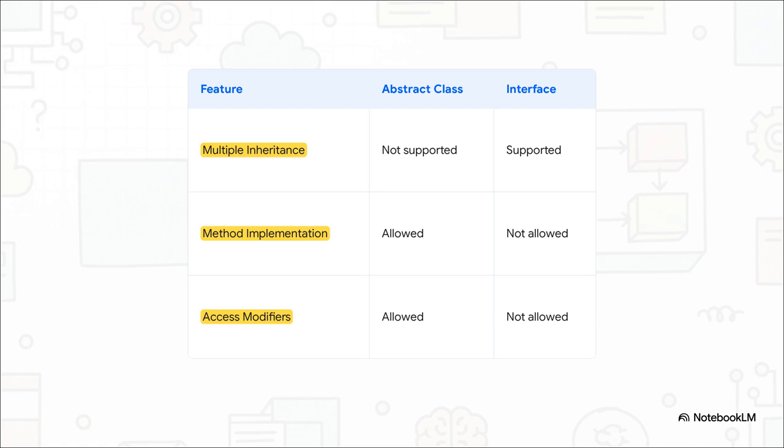Next, method implementation. Abstract classes can provide some default code, while interfaces are pure contracts, no code allowed. And finally, access modifiers. You can have public, private, or protected members in an abstract class, whereas in an interface, they're all public by default. Your choice is going to depend entirely on the design you're aiming for.